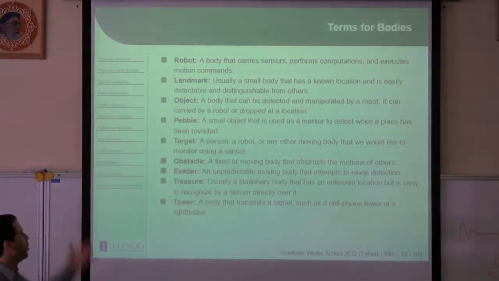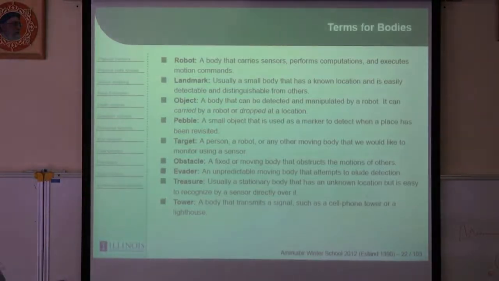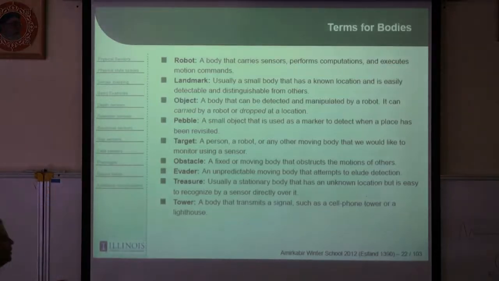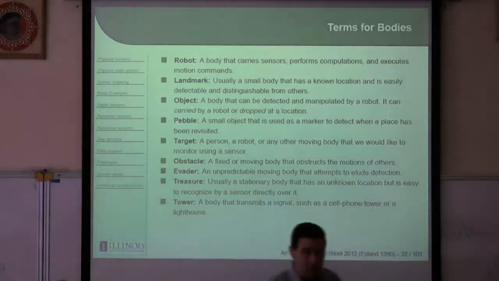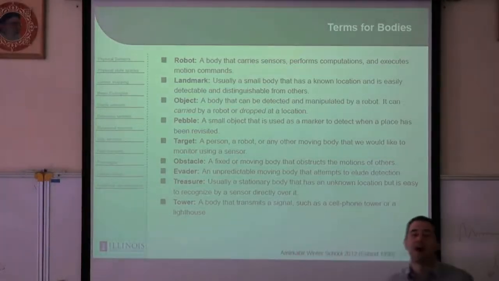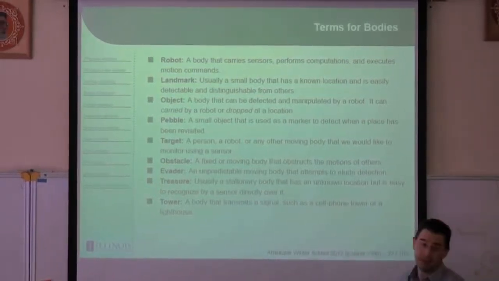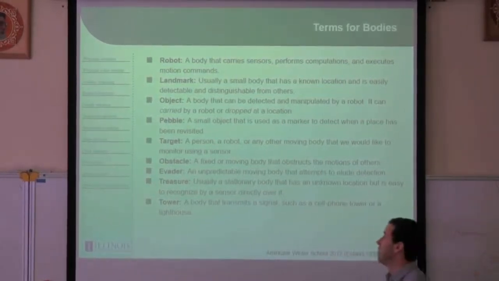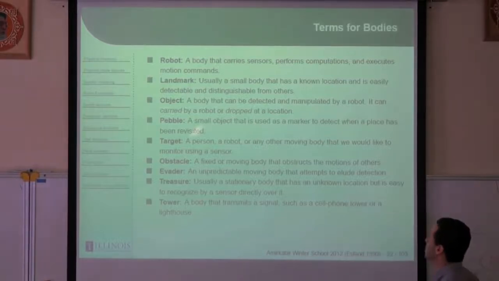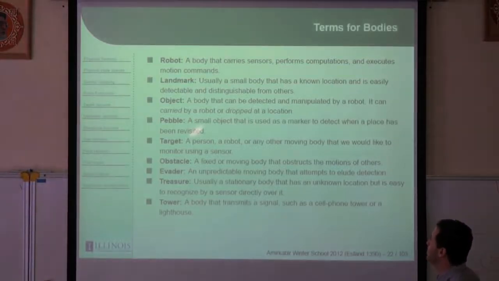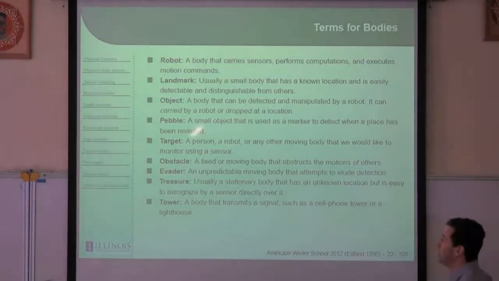So for example, we have a robot which carries sensors, can perform computations, and executes motion commands. We're going to have a landmark, which is a small body that is usually at a known location, right? Like the tower here in Tehran. It's a landmark. You can see it from many places. You know its location. So robots often use landmarks. Maybe there's something called an object. Usually that's a body that can be detected and manipulated by a robot. It could be carried or dropped off at a location.